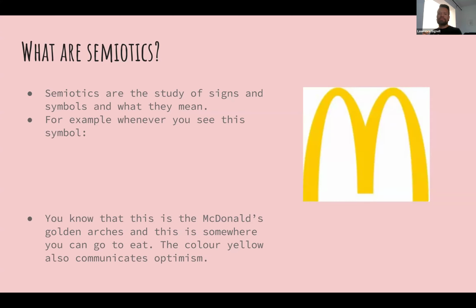Let's have a look at some of them. So here, semiotics is the study of signs and symbols. Now, we had McDonald's come up in our answers, and I'm so glad that it did, because it makes this slide make loads more sense. You know that this on the right-hand side is the Golden Arches, McDonald's. You see it and you're going to go, oh, that's a nice place to eat. Yellow, in this instance, for this marketing, communicates optimism.